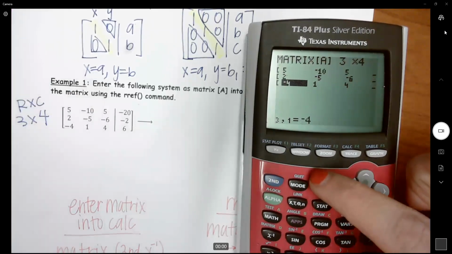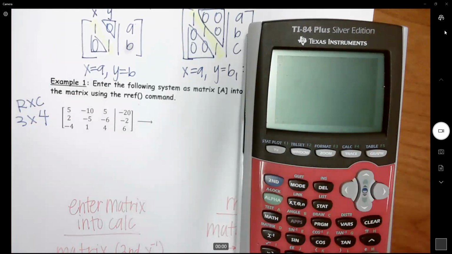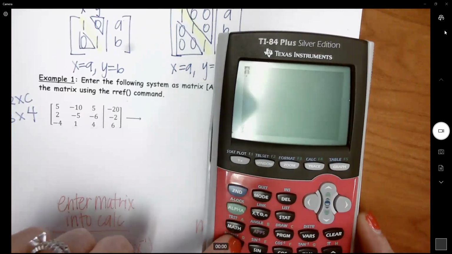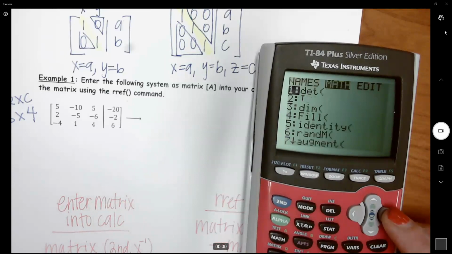So I'm going to get out of here by going to quit. So I'm going to hit second mode to quit. So now my matrix is in my calculator. So now let's use that command. So I'm going to go back to second matrix, and I'm going to arrow over here to math. Now here are all the commands I can use for my matrix.